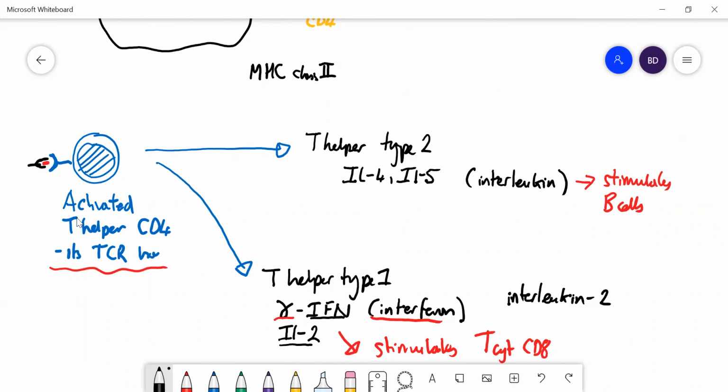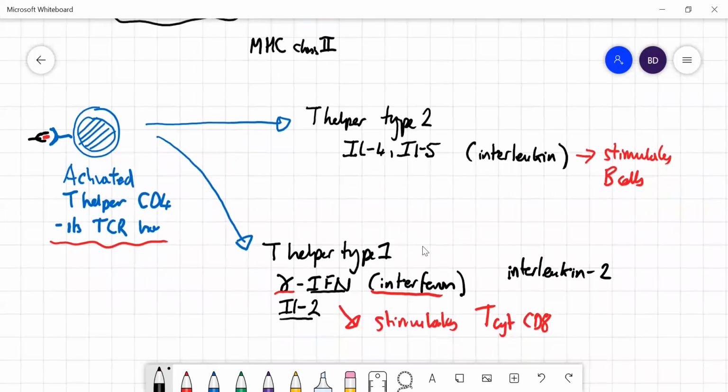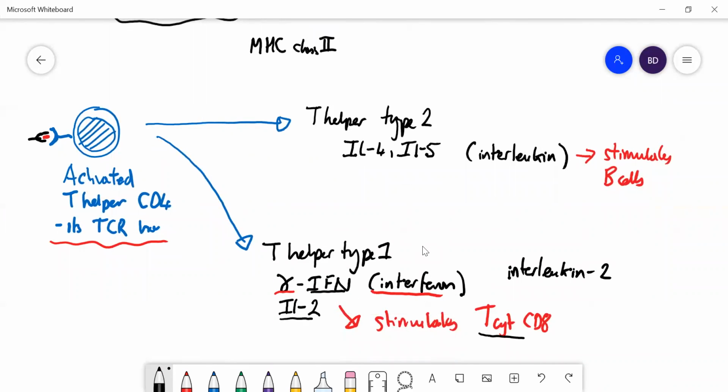And what that will do is, these gamma interferon and interleukin 2, they both stimulate cytotoxic T cells, which we met before. Cytotoxic T cells work okay by themselves, but they work better when you've got helper cells. It will make them divide more, and it will make them more cytotoxic.